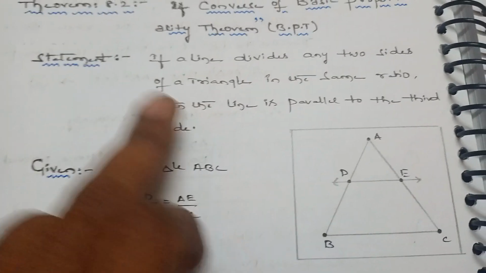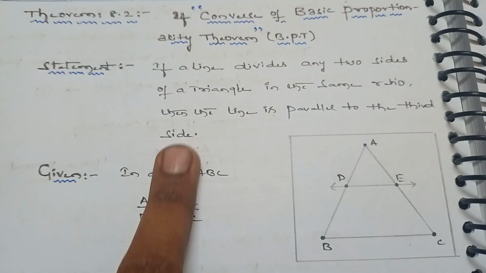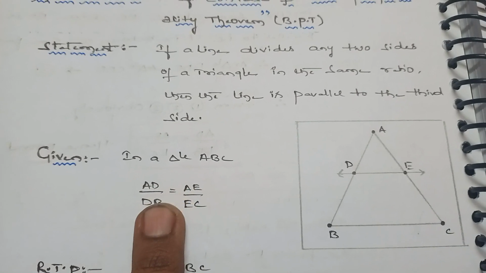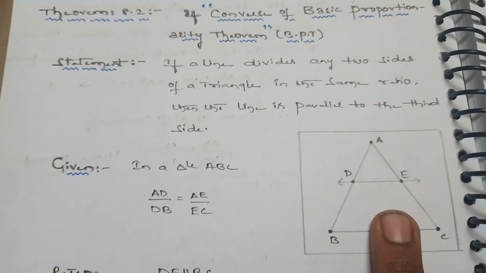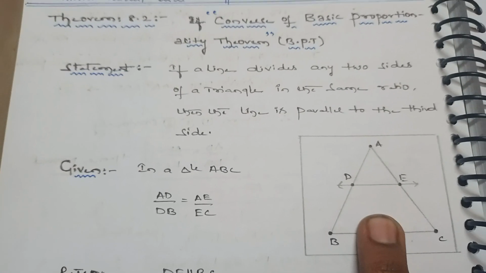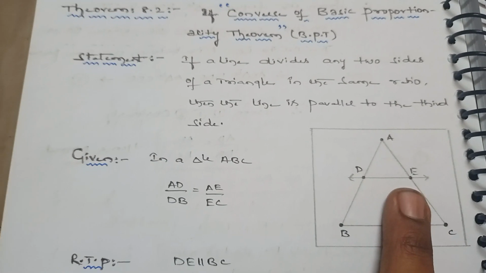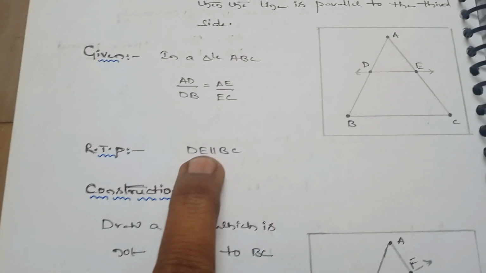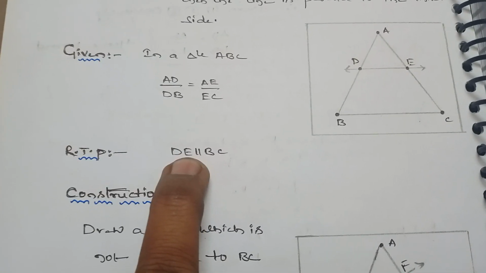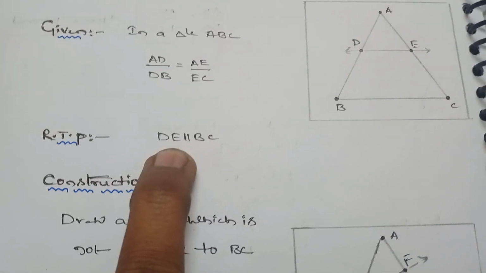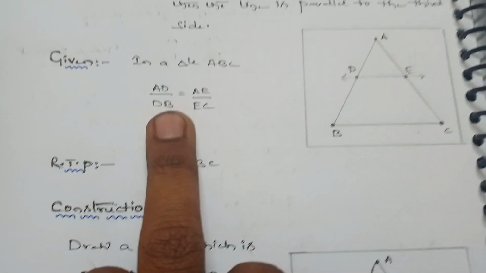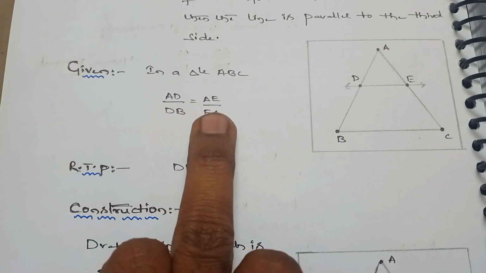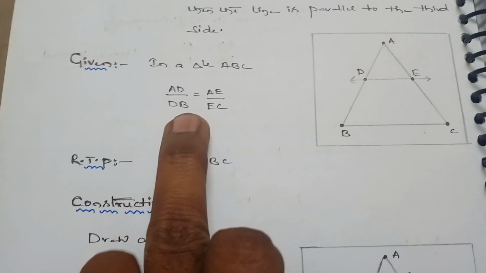What is given? What the statement tells is mentioned here. In triangle ABC, AD by DB equals AE by EC. That is given in the question. We need to prove that the line DE is parallel to BC. In BPT, this was the given case, but here we need to prove it. In BPT we proved AD by DB equals AE by EC, but here that is given. The opposite, yes or no?